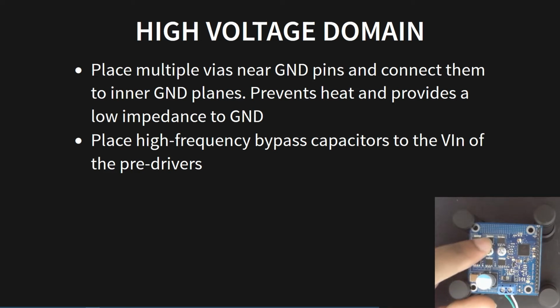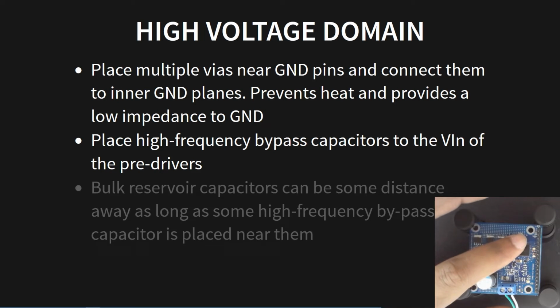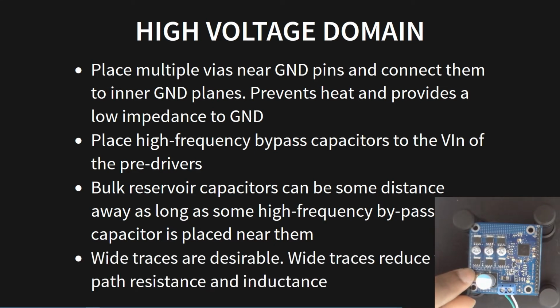Place high frequency bypass capacitors at VIN and the pre-drivers. So if there's a high frequency bypass capacitor, place it close to the pre-driver. And these are all the bulk capacitors over here. You want to place them, they can be placed at some distance. This is basically in case there's some voltage dip or voltage overshoot, it tries to balance them. And you can also place some bypass capacitors to reduce loop inductance near them.